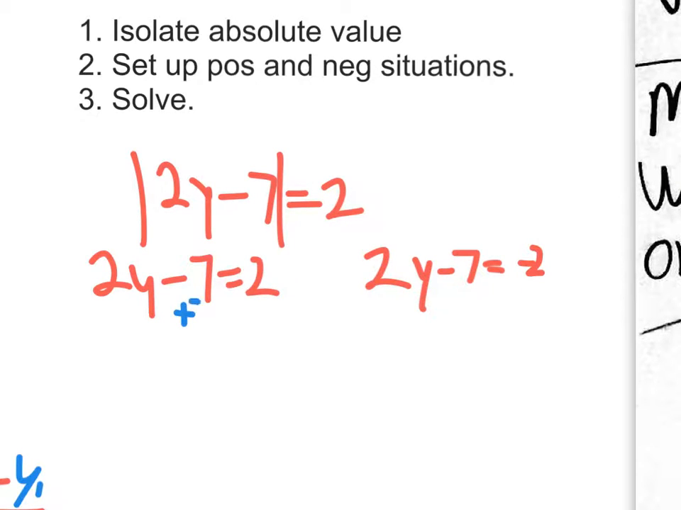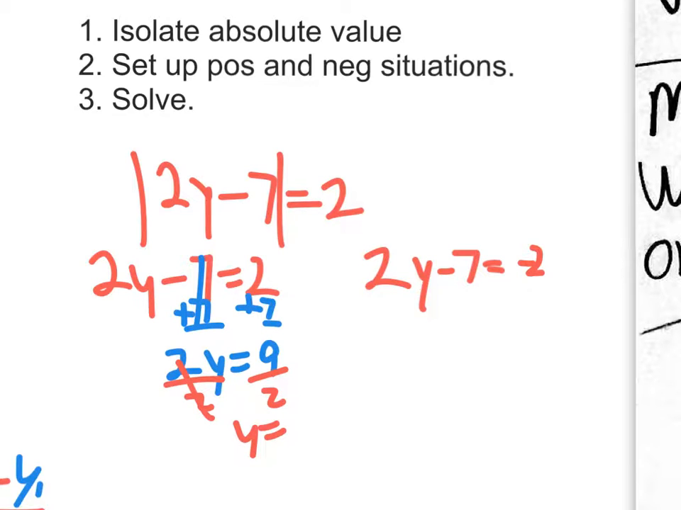Let's add 7 to both sides. You'll have 2y equals 9. You're going to divide by 2 on both sides. And yes, we do not get a nice answer. We get a fraction. You could leave it as 4.5, or you could simply leave it as 9 halves. No big deal. Let's look at the other one.